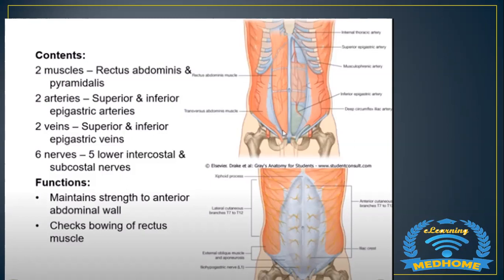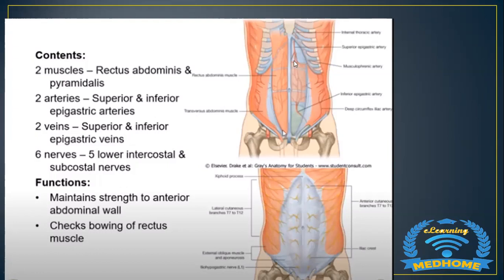Now, what is the importance of the rectus sheath? Why is the rectus sheath really very important for us? Because it helps to maintain the strength of the anterior abdominal wall. And once we are trying to bend, it checks that we are able to bow properly, especially when we are offering our prayers, we do bow down. So it is the work of the rectus muscle that helps us in bowing down.